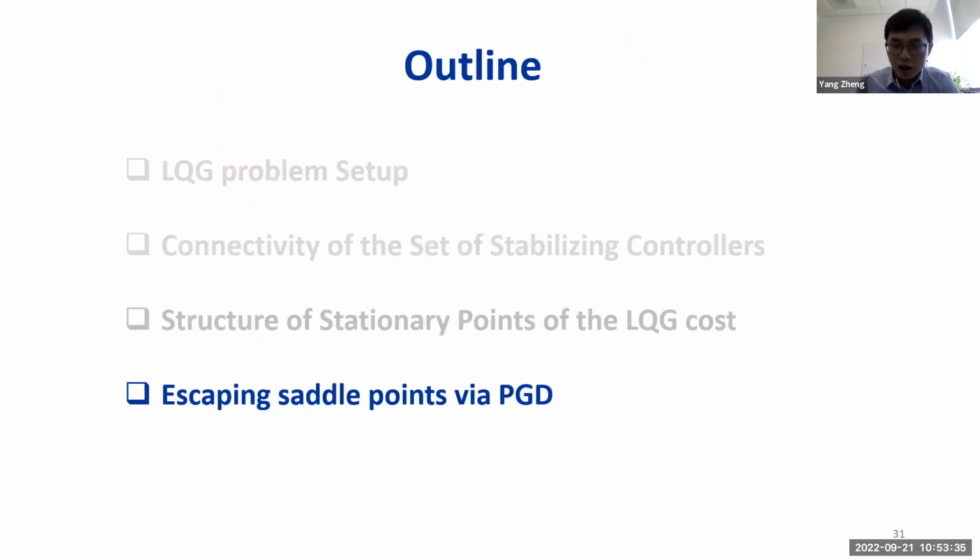Okay, good. I think we have a few other minutes. I can talk about how to escape some bad saddle points. So we know there are some saddle points in this LQG formulation, and how we can escape them by doing some perturbation, by doing some non-gradient jump.